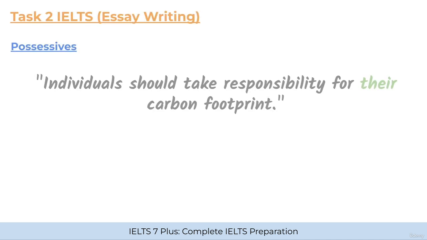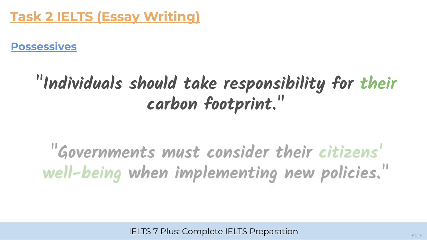Okay, and possessives now. You could say something like, individuals should take responsibility for their carbon footprint, referring to the plural individuals. Governments must consider their citizens' well-being when implementing new policies. Well-being, belonging to the citizens here. And this is a good point actually. So when a word ends with S anyway, like citizens, and you want to show possession, the apostrophe goes after the S. So you don't normally add another S, you'll just put the apostrophe at the end there.